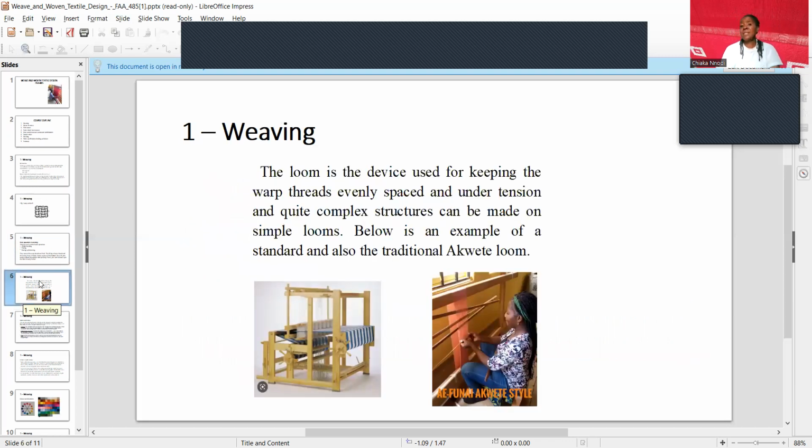Now, the loom is the device used for keeping the warp threads evenly spaced and under tension, and quite complex structures can be made on simple looms. Loom is actually the machine for weaving, if you may put it that way. Below is an example of a standard loom and also the traditional Akwete loom.